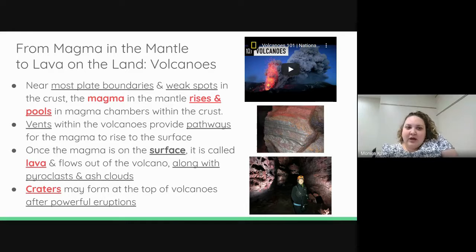All right, and that flows out along the pyroclast, and it creates ash clouds. We also have craters, which may form at the top of volcanoes after powerful eruptions. So we'll see a little bit more of this in detail.